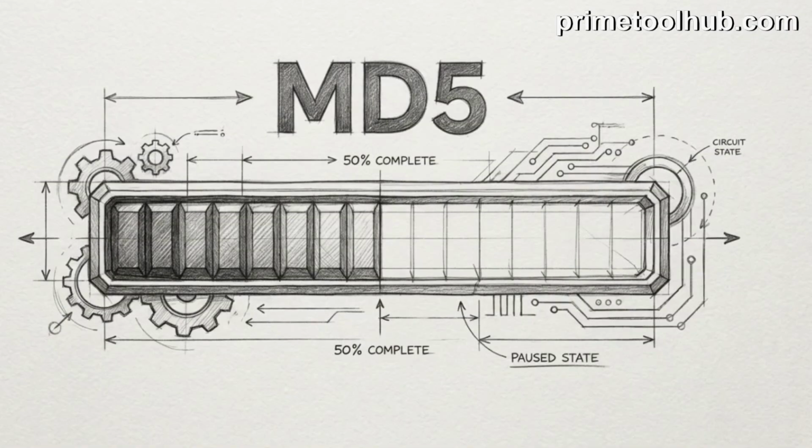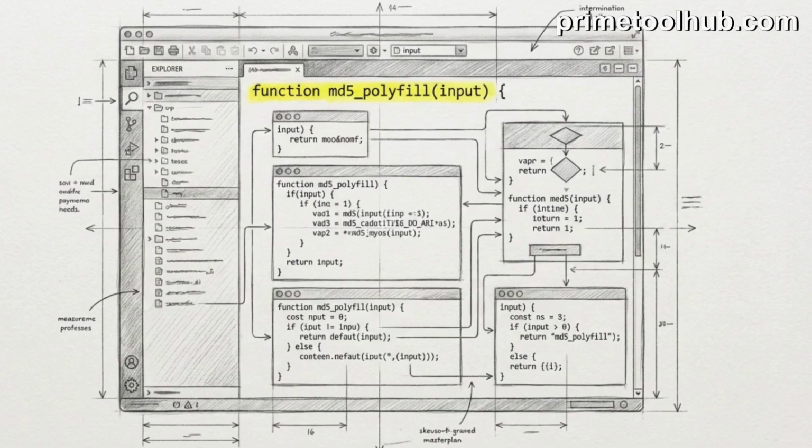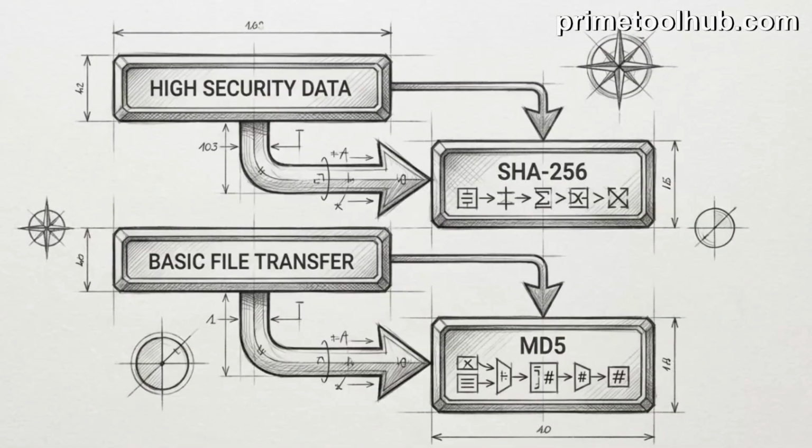You may notice that MD5 takes longer to process. While SHA-256 runs on the browser's native engine, MD5 requires a custom JavaScript polyfill to maintain its offline functionality. Understanding this hierarchy ensures you apply the correct security standard for your specific data needs.